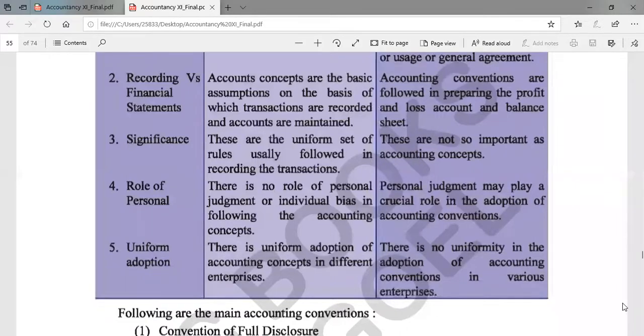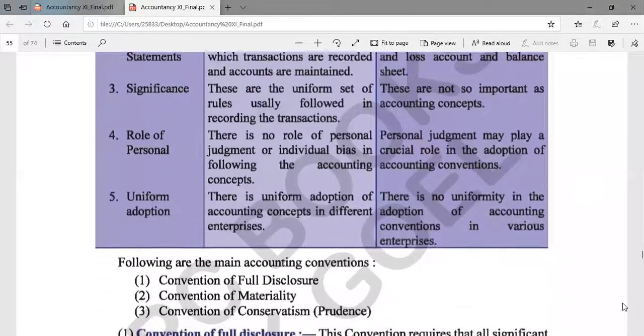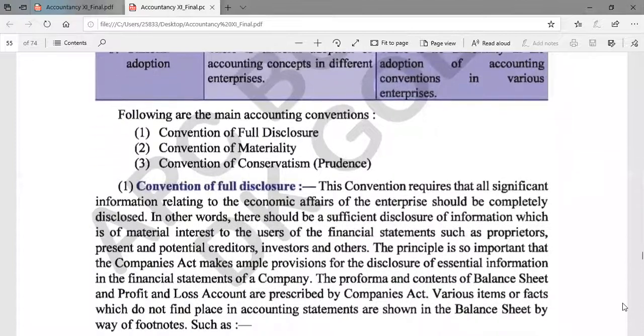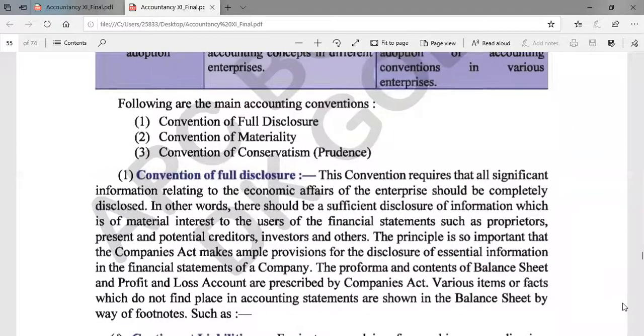That means no two organizations' accountants, if they are not following the same set of conventions, the uniformity cannot be maintained between them, right? So this is there in case of convention. So uniformity level is less in case of conventions, and it is much higher in case of concepts. So I hope every point of difference that we have covered here is clear to all the students. Anybody having any doubt, please write it down in the chat box.